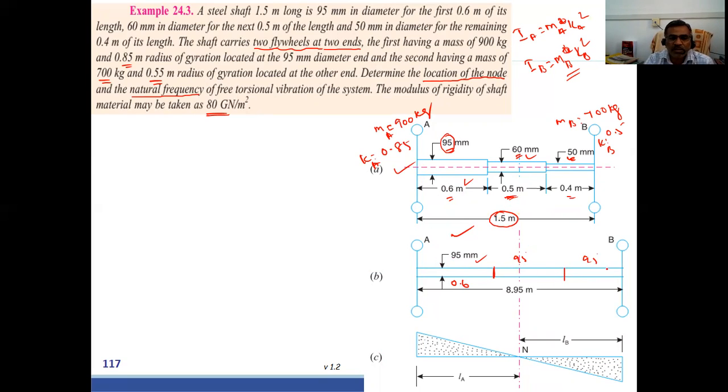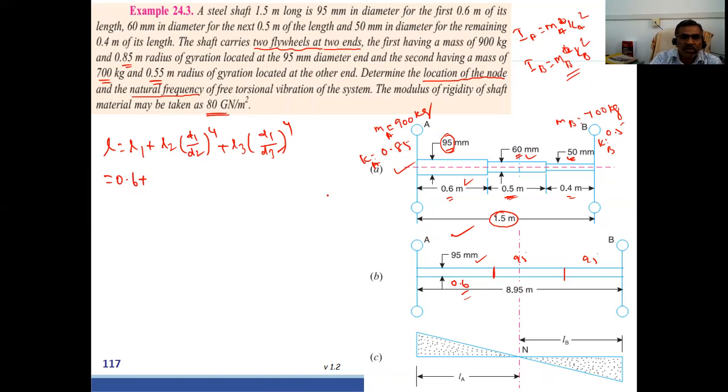So how to calculate the total length? Total length L is equal to L1, which you can take as it is, 0.6, plus L2 into D1 divided by D2 the whole power 4, plus L3 into D1 divided by D3 the whole power 4. We are converting D3 into D1, so you have to put it like this. When you substitute in this equation, L1 is equal to 0.6.